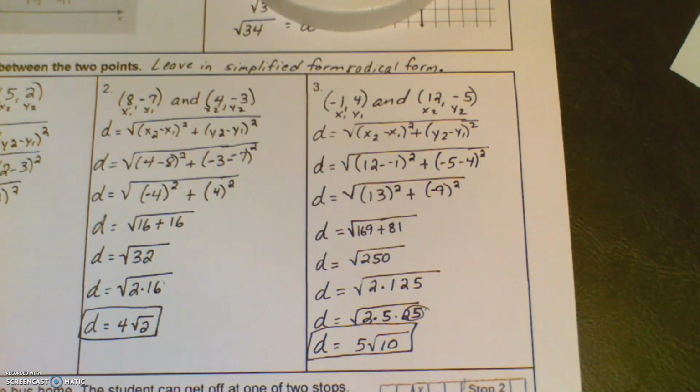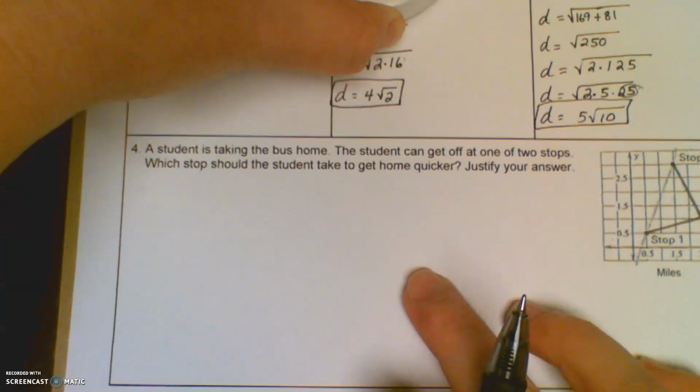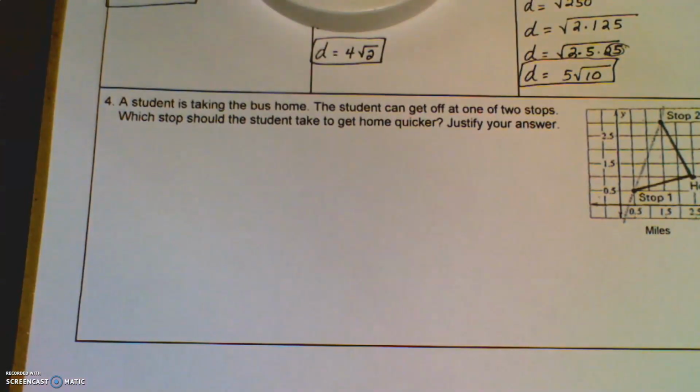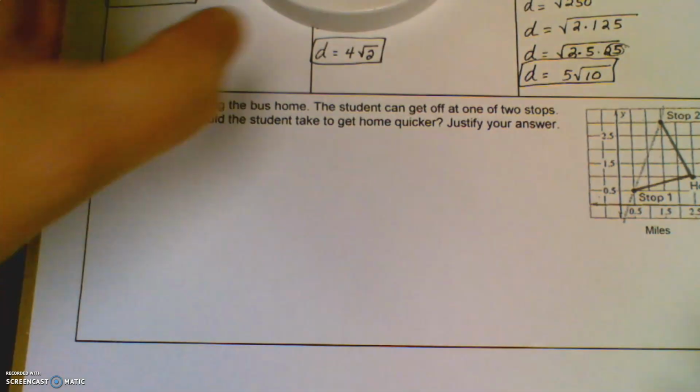Alright, let's look at a word problem. It says a student is taking the bus home. The student can get off at one of 2 stops. Which stop should the student take to get home quicker? Justify your answer.